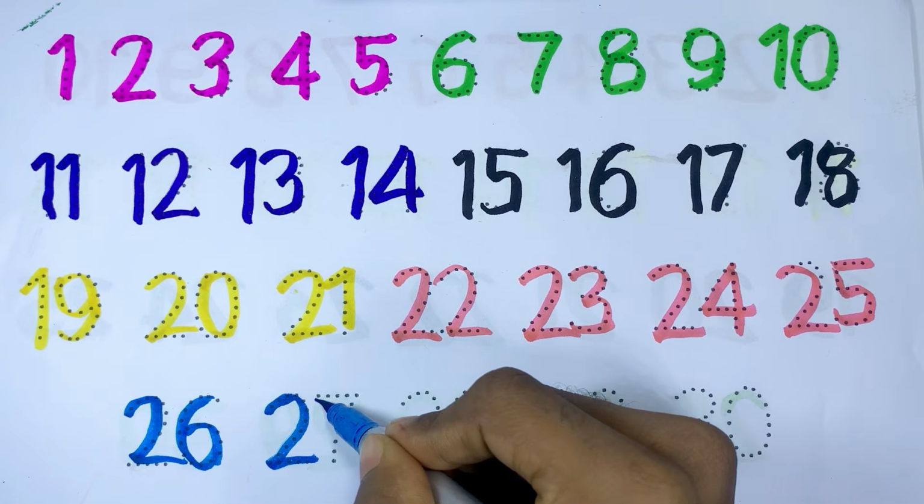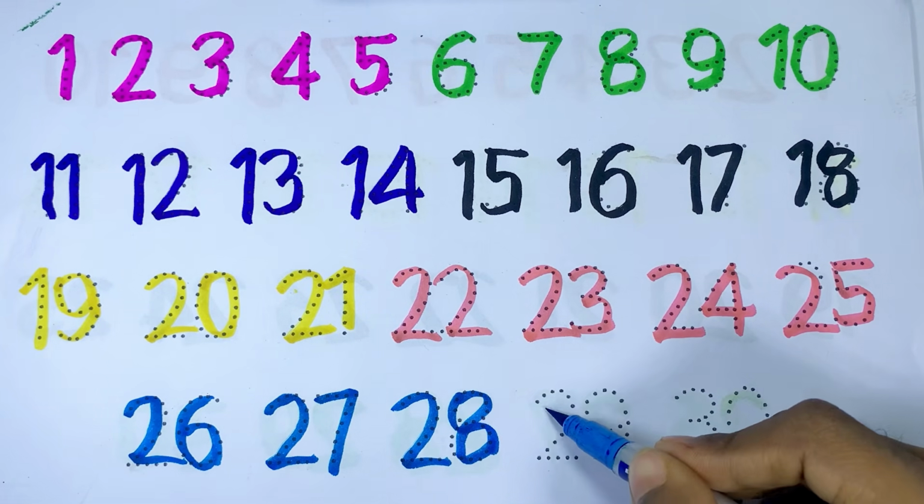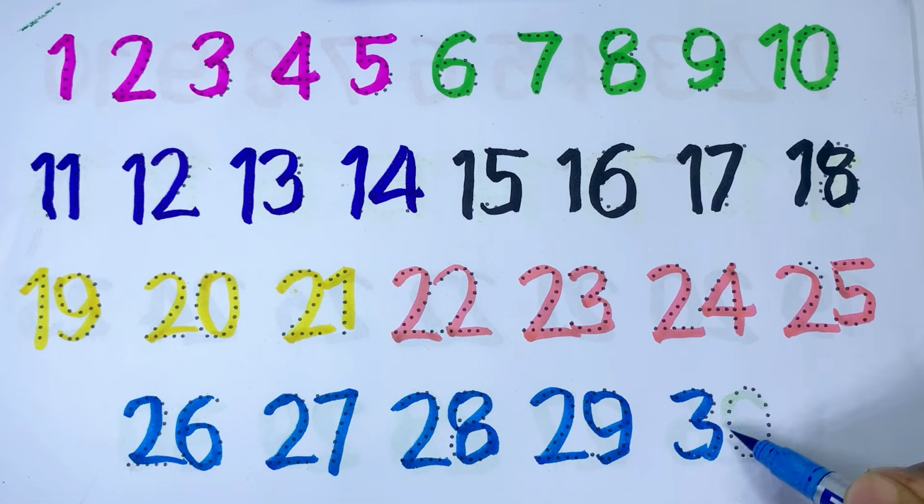26, 27, 28, 29. Last you draw 30. The numbers of 30.